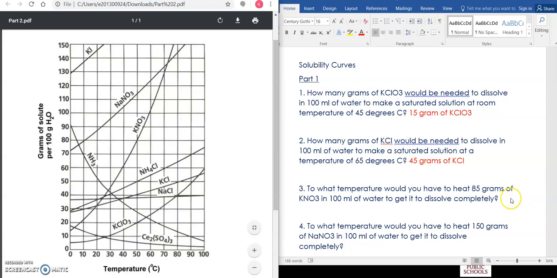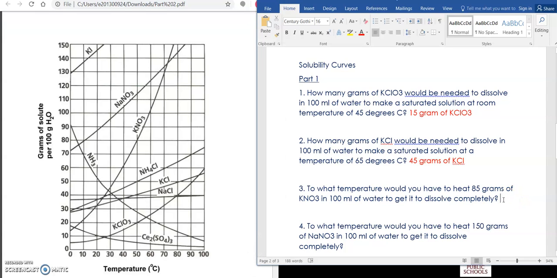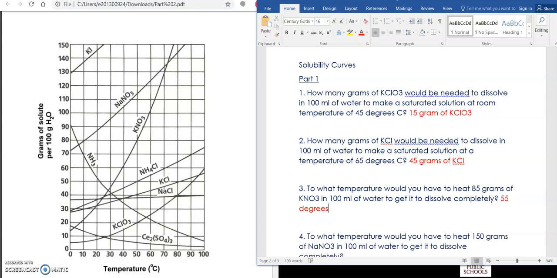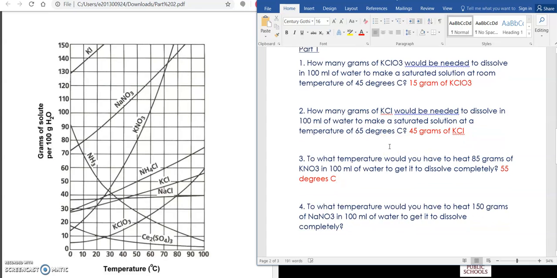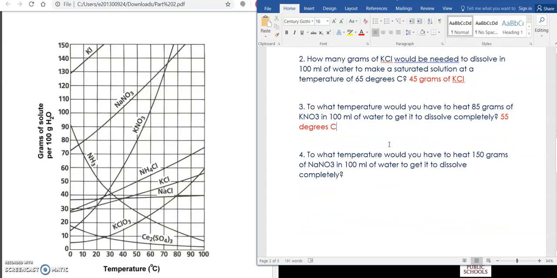So that temperature for this one to dissolve 85 grams of KNO3 in this water is going to be 55, let's change the color, 55 degrees C. Let's keep going. Number 4 said, to what temperature would you have to heat 150 grams of NaNO3 to get it to dissolve completely?